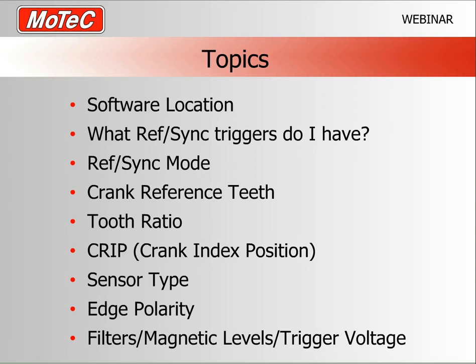Topics for today are the software location, and by this I'm just basically showing you where in the software is the setup we'll be going through today. Some information on what ref sync triggers do I have, more or less identifying what you need to set up, ref sync mode, the crank reference teeth, tooth ratio, crank index position, sensor type, edge polarity, and the various filters. They're all the specific items that need to be set up in the ECU software, so we'll go through each one of them in turn.